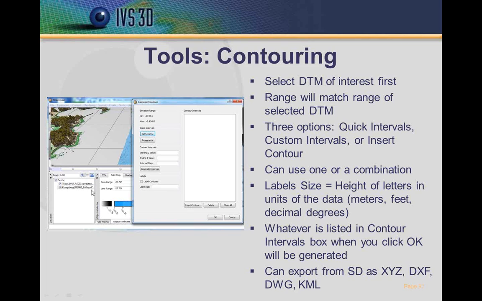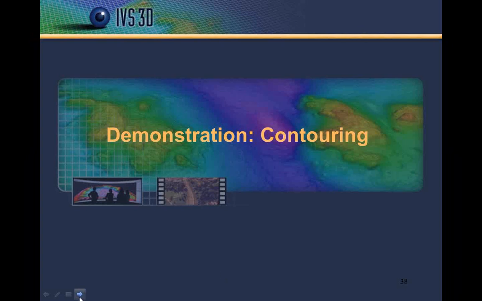Once you create contours, they become an SD file, a line SD, and they can be exported as XYZ, DXF, DWG, or KML. All right, so now to demonstrate the contouring.